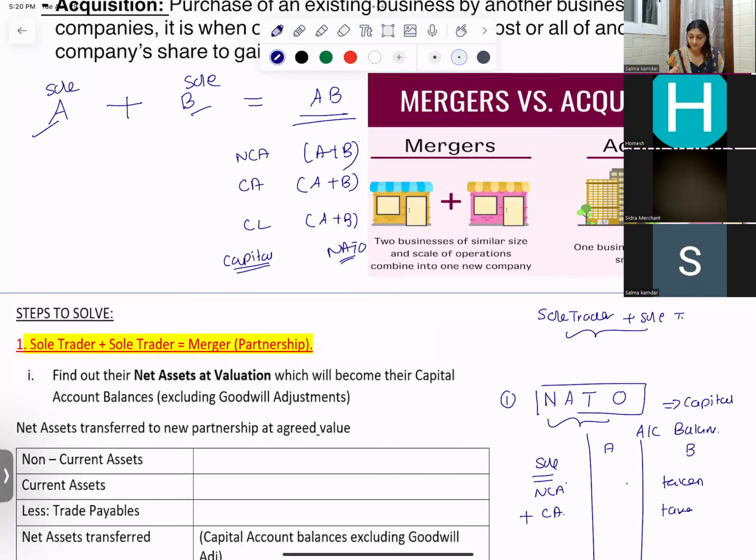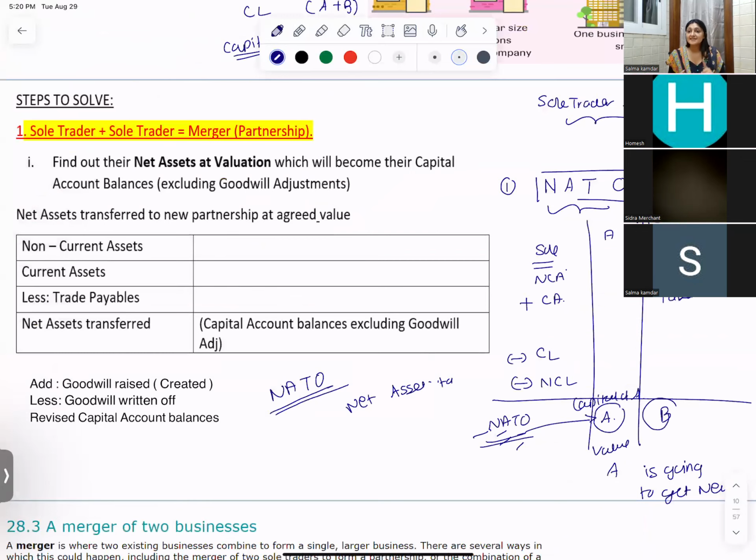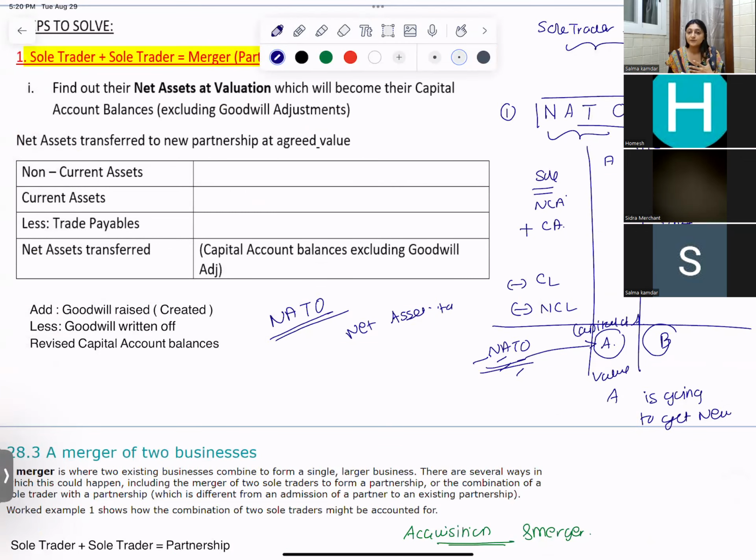What is NATO? Net assets taken over. Total assets minus the current liability minus the non-current liability, but all of this will be at the revised value. They will give you a new value at which you have to take over these assets into the partnership. So the NATO is actually the capital account balances excluding the goodwill adjustment.